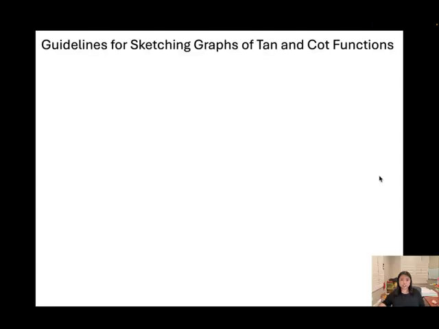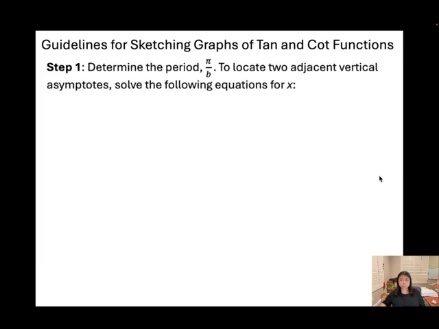Okay, guidelines for sketching the graph of tangent and cotangent functions. Step 1, determine the period. The period will be equal to pi over b. First, find pi over b, and then find the two adjacent vertical asymptotes by solving the following equations for x. So this is the general form, y equals a tangent bx. How do you find your period? You're going to do pi over b. After you find the period, you're going to find the two adjacent vertical asymptotes.